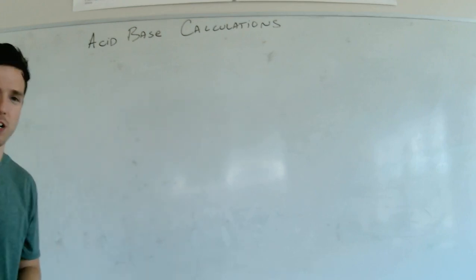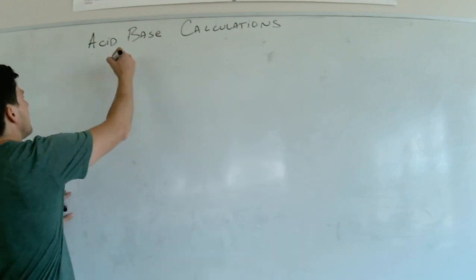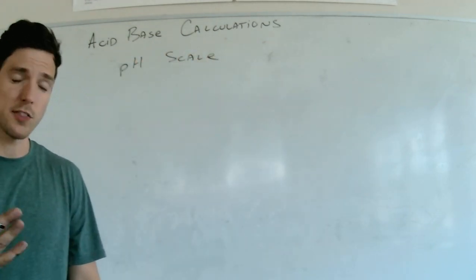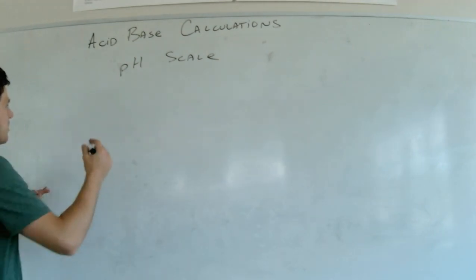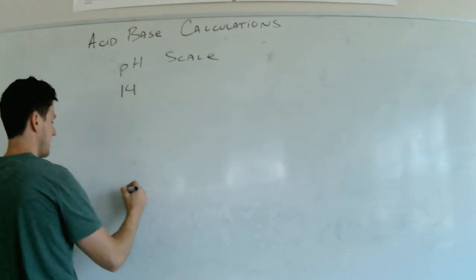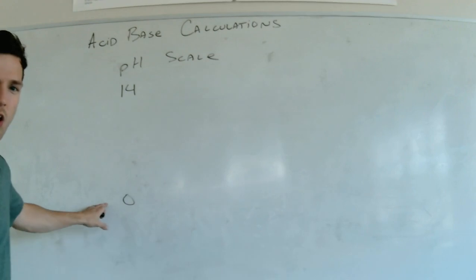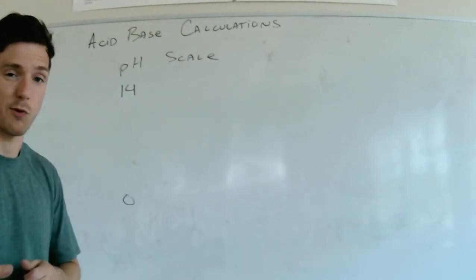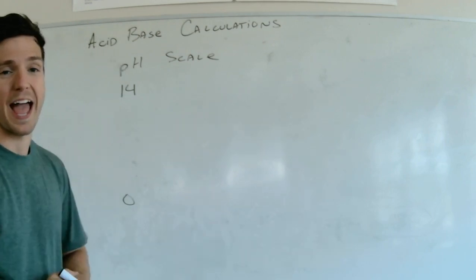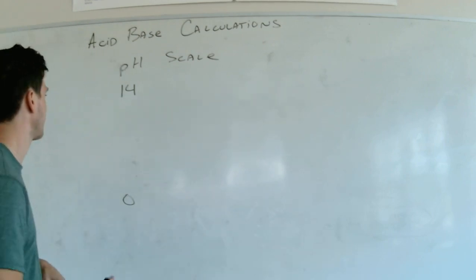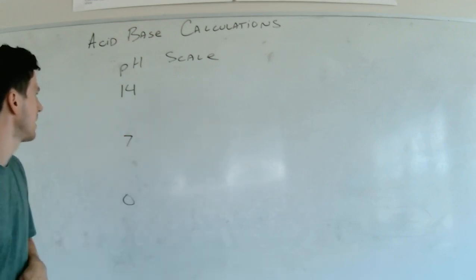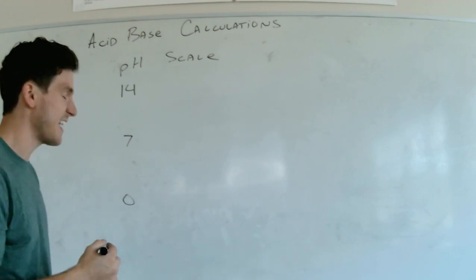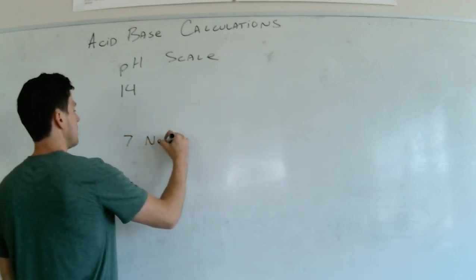So the first thing we need to talk about when we're dealing with acid-base calculations is the pH scale, which you probably have discussed in some of your other science classes. Well, the pH scale ranges from 14 to 0, 0 all the way on the bottom and 14 all the way on the top. Now, it could be greater than 14 and less than 0, but those are for some rare acid and base instances that we won't deal with. And 7's right in the middle. If it has a pH of 7, whether it be an acid or a base, it is going to be neutral.